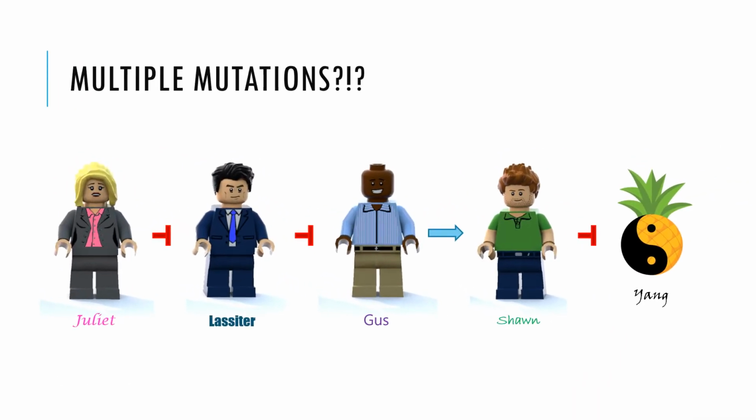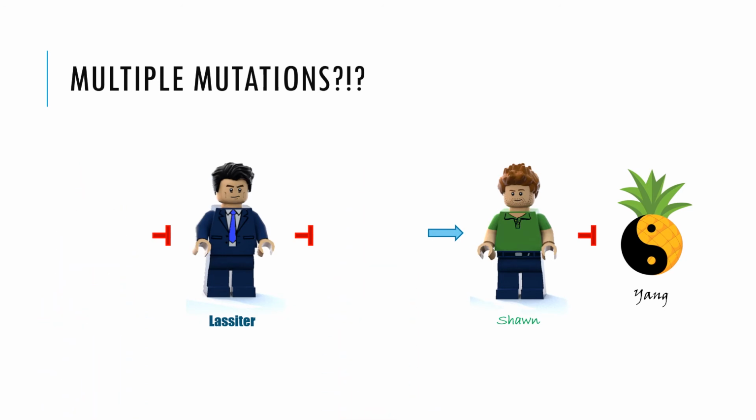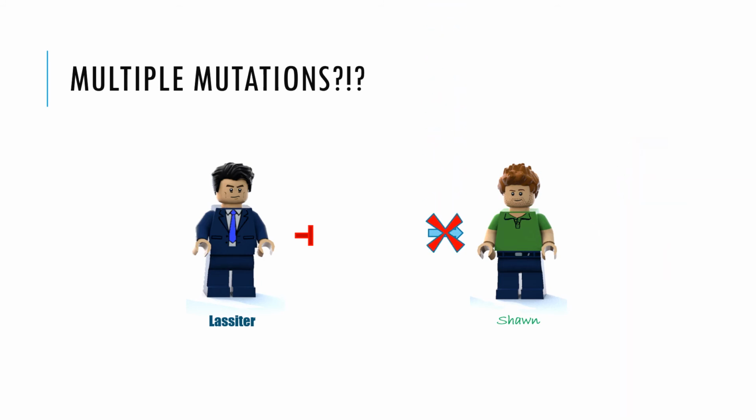What if we have multiple mutations? For example, let's lose Juliet and Gus. Removing Juliet would mean there's no one to repress the Lassiter gene from being transcribed. Lassiter goes on to inhibit Gus, but Gus isn't there, so Lassiter is kind of irrelevant in the chain right now. Without Gus to initiate the transcription of the Sean gene, Yang is not stopped and gets away.